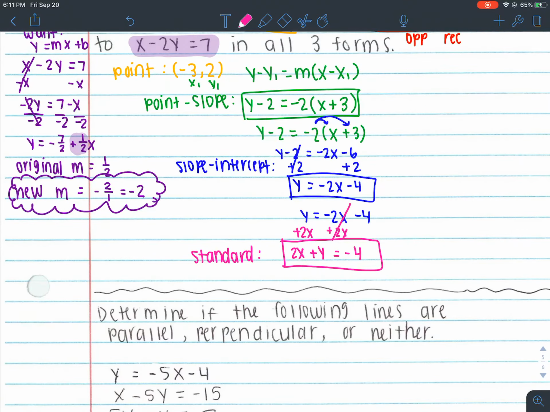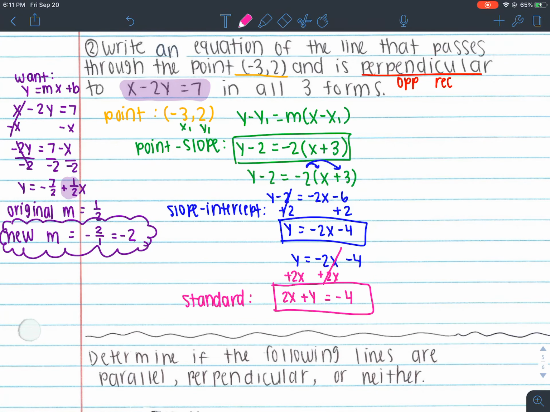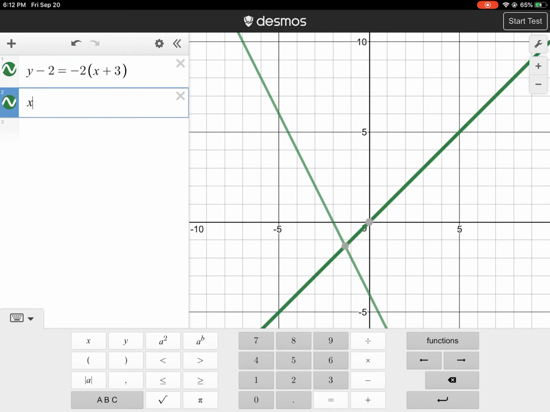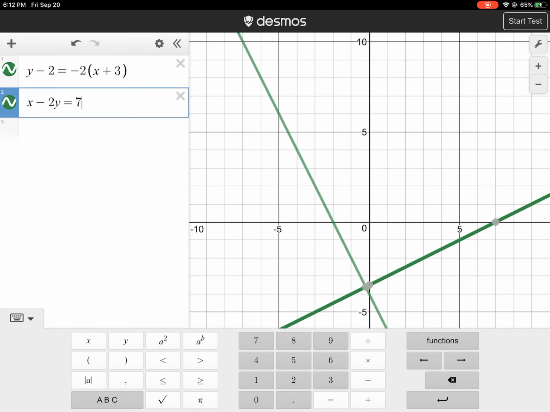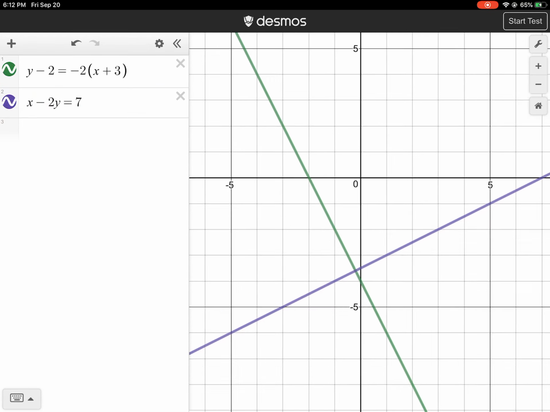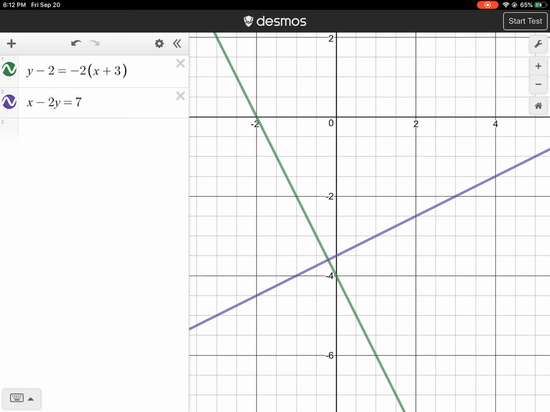Now let's check to see if it's actually perpendicular to the original line, which was x minus 2y equals 7, the one that's highlighted in purple. I'm going to go ahead and get rid of both of my other lines and just have my point slope line here. We have x minus 2y equals 7. Okay, so I'm going to make this purple. Now if I look, yeah, they're perpendicular. They cross at a 90-degree angle, and they have opposite reciprocal slopes. So if your slopes are exactly the same, they're going to be parallel. If they're opposite reciprocals, they're going to be perpendicular. And if it's like -3 and like +2, then it's neither, right? It doesn't do anything.